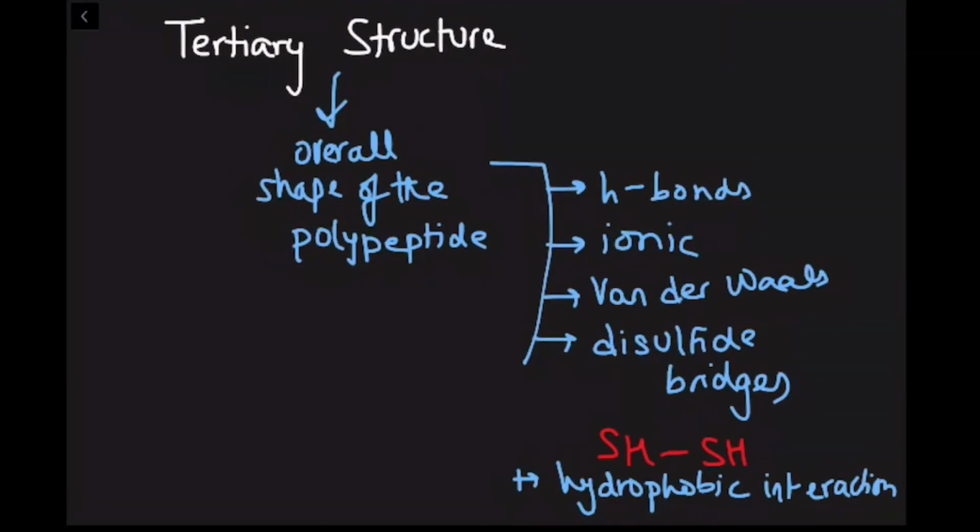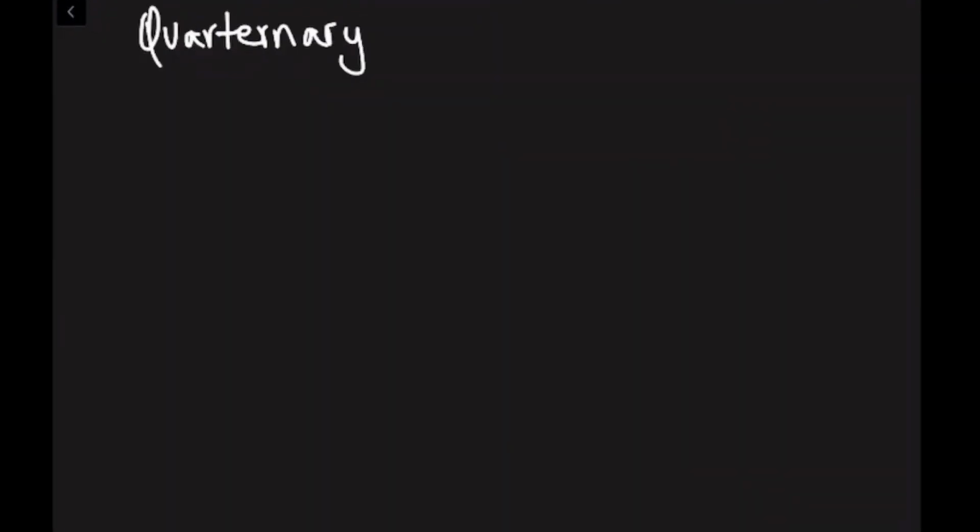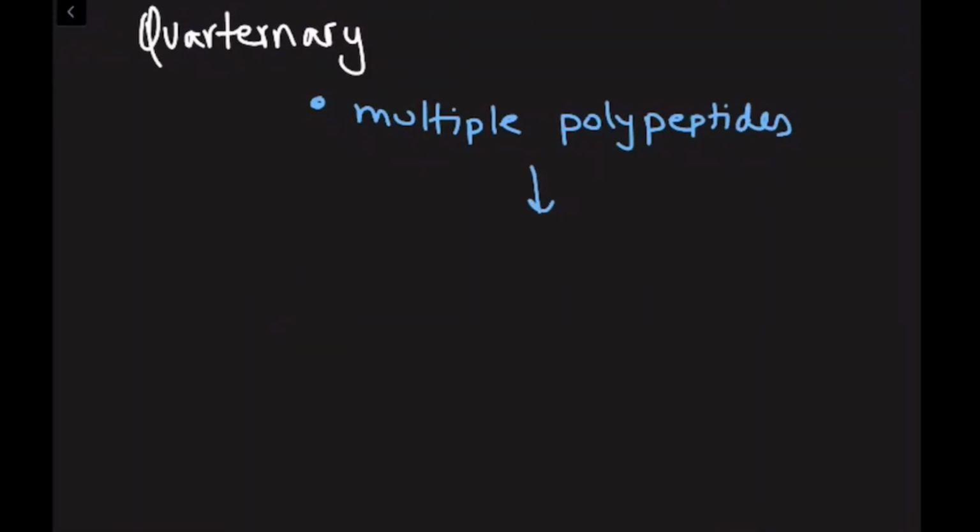Now, moving on to quaternary structure. Quaternary structure is basically where multiple polypeptides form one single protein. For example, hemoglobin contains 4 polypeptides bonded together.